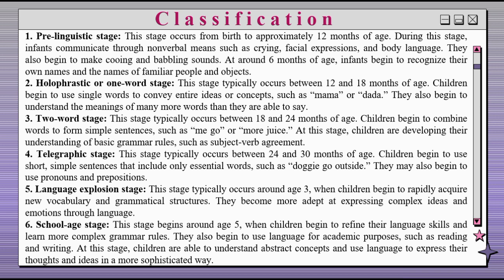Sixth, the school age stage. This stage begins at age 5, when children begin to refine their language skills and learn more complex grammar rules. They also begin to use language for academic purposes, such as reading and writing. At this stage, children are able to understand abstract concepts and use language to express their thoughts and ideas in a more sophisticated way.